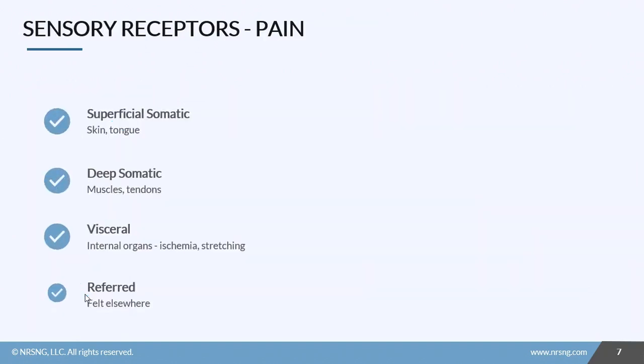Now, when we're talking about pain, there's actually 4 types of pain that we can detect with our sensory receptors. So you need to know about these 4 types. The first type is superficial somatic pain. When we think somatic, we think skin, muscles, things like that. So superficial is going to be any pain we feel in our skin or our tongue. So this might be things like getting a cut. Maybe you got an ulcer on your tongue, or possibly you burned yourself. So that's superficial somatic pain.